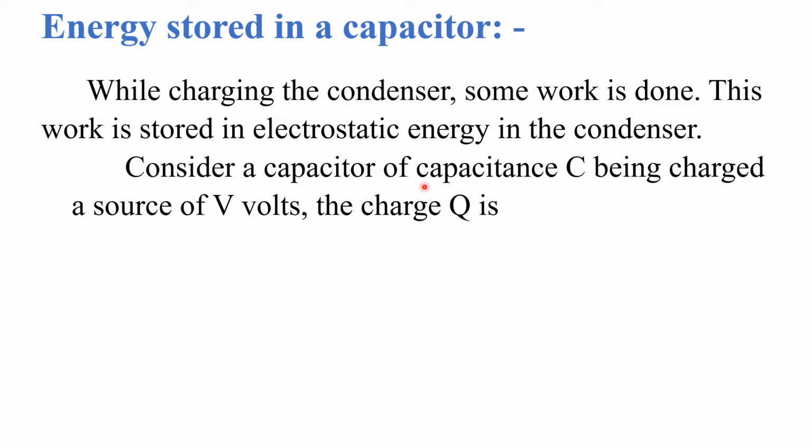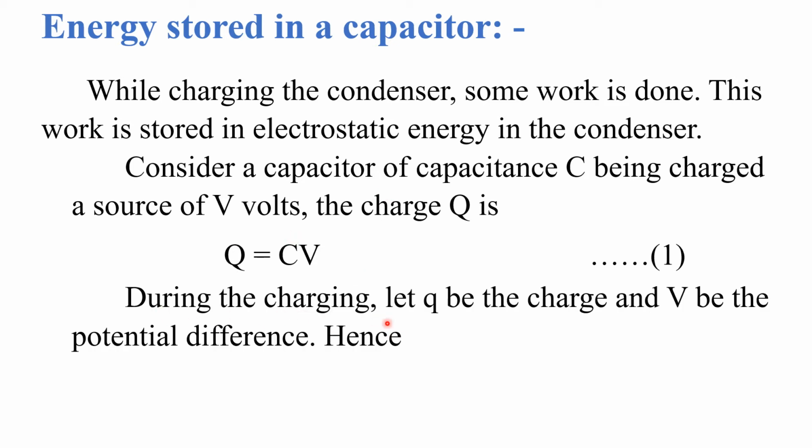Consider a capacitor of capacitance C being charged by a source V. The charge is given by Q is equal to CV. This is the principle of capacity of a condenser. During charging, let small q be the charge and V be the potential difference. Here C is a constant value, V is a constant value, and Q is equal to CV.